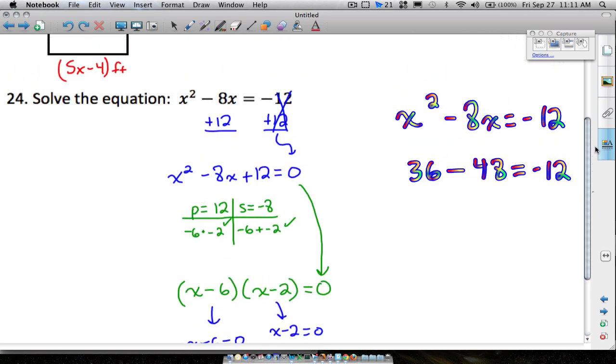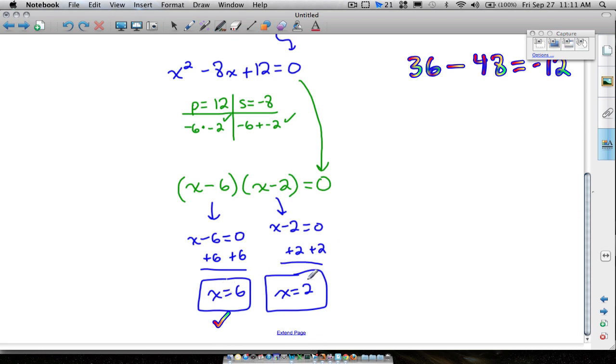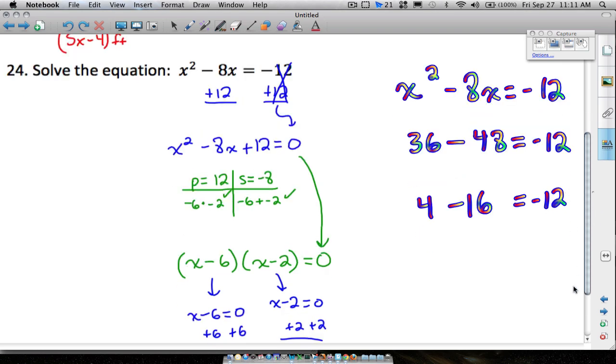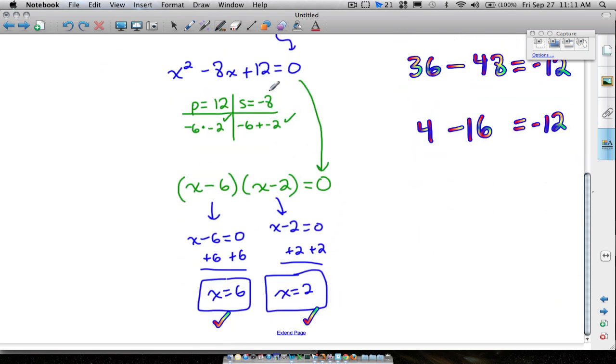Now notice what I did not do. I did not plug in 6 into one of the x's and 2 into the other x. You want to plug in 6 into every x. That's what we did up here. Now let's do the same thing for 2. So 2 squared gives us 4 minus 8 times 2 is 16. 4 minus 16, that does equal negative 12 as well. So those are our two answers to that quadratic equation.